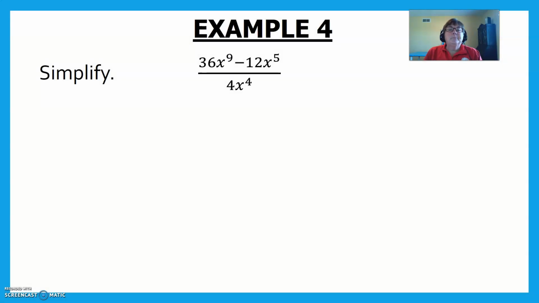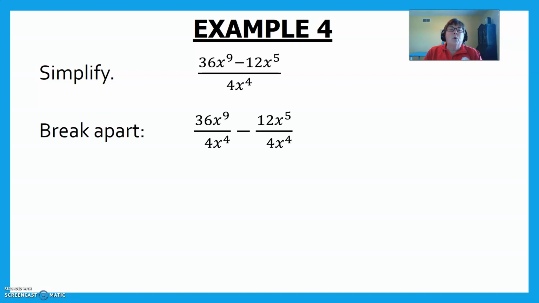Example 4. 36x to the 9th minus 12x to the 5th. All of that divided by 4x to the 4th. So we're going to break apart, and I get 36x to the 9th over 4x to the 4th minus 12x to the 5th over 4x to the 4th. So I just broke it apart. That was subtraction, so that stays subtraction. Now I'm going to rewrite it.